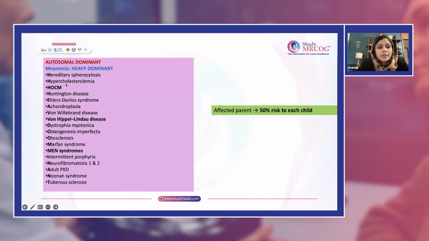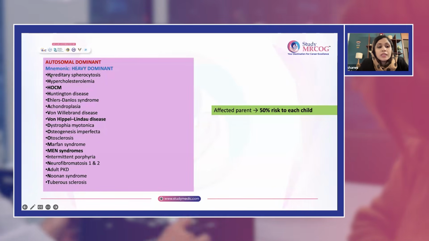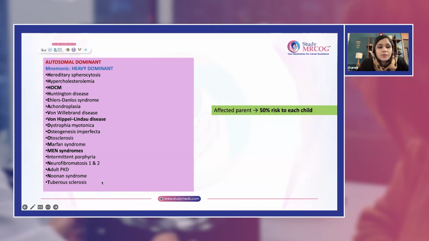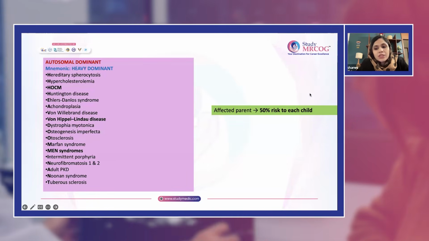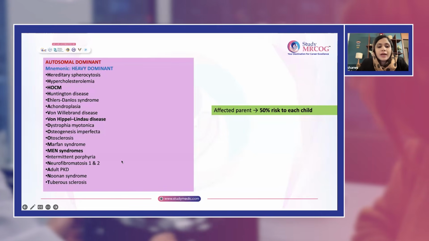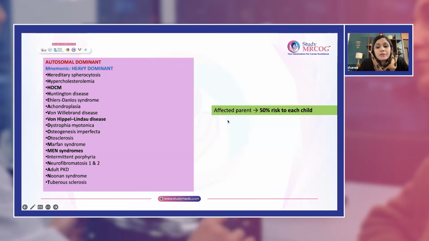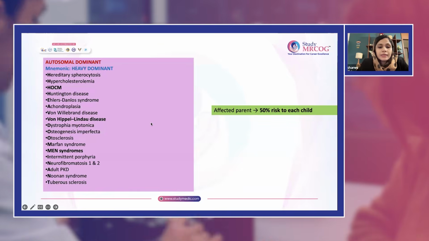Like that, autosomal dominant disorders are also there. The mnemonic is "heavy dominant", and these are the examples for autosomal dominant. With an affected parent, there is a 50% risk to each child. So we have to learn this by heart, and we have to see how it is going to be inherited.